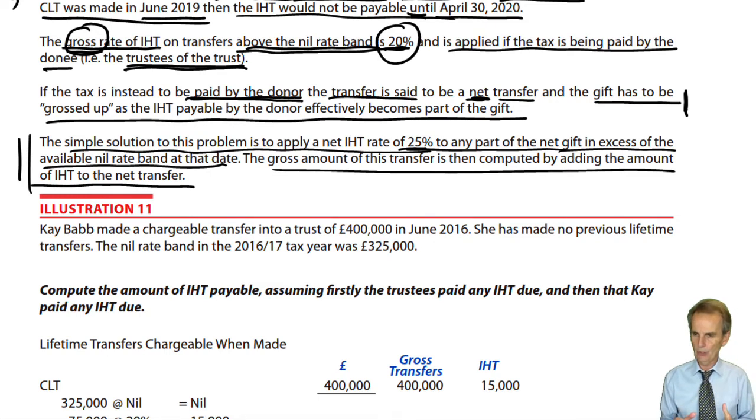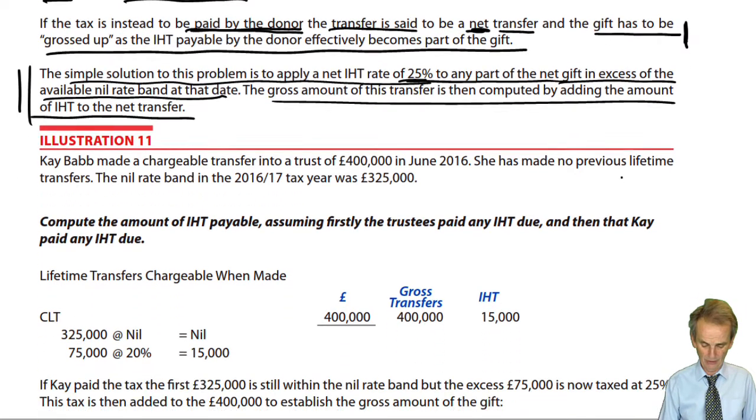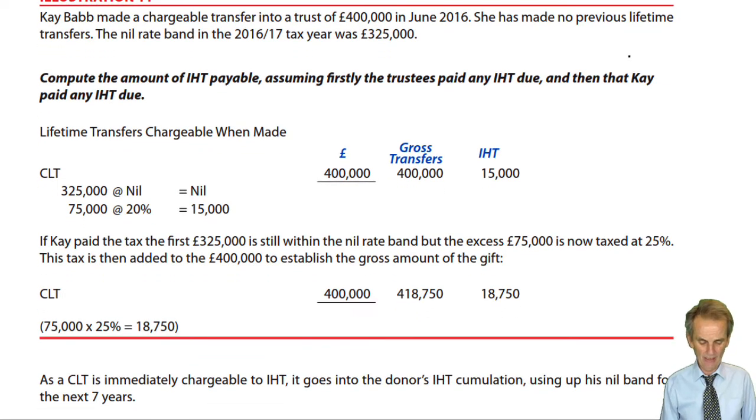But if, of course, I then also have to pay the tax on that transfer, that further diminishes the value of my estate. So that too is a part of this overall chargeable transfer. So what I've got to do is to work out what is my net chargeable transfer, what is the tax thereon, put the two together to give me the gross. Now, it sounds more difficult than it actually is, as we'll see, I hope, with the workings that are now to follow. So let's look at illustration 11.